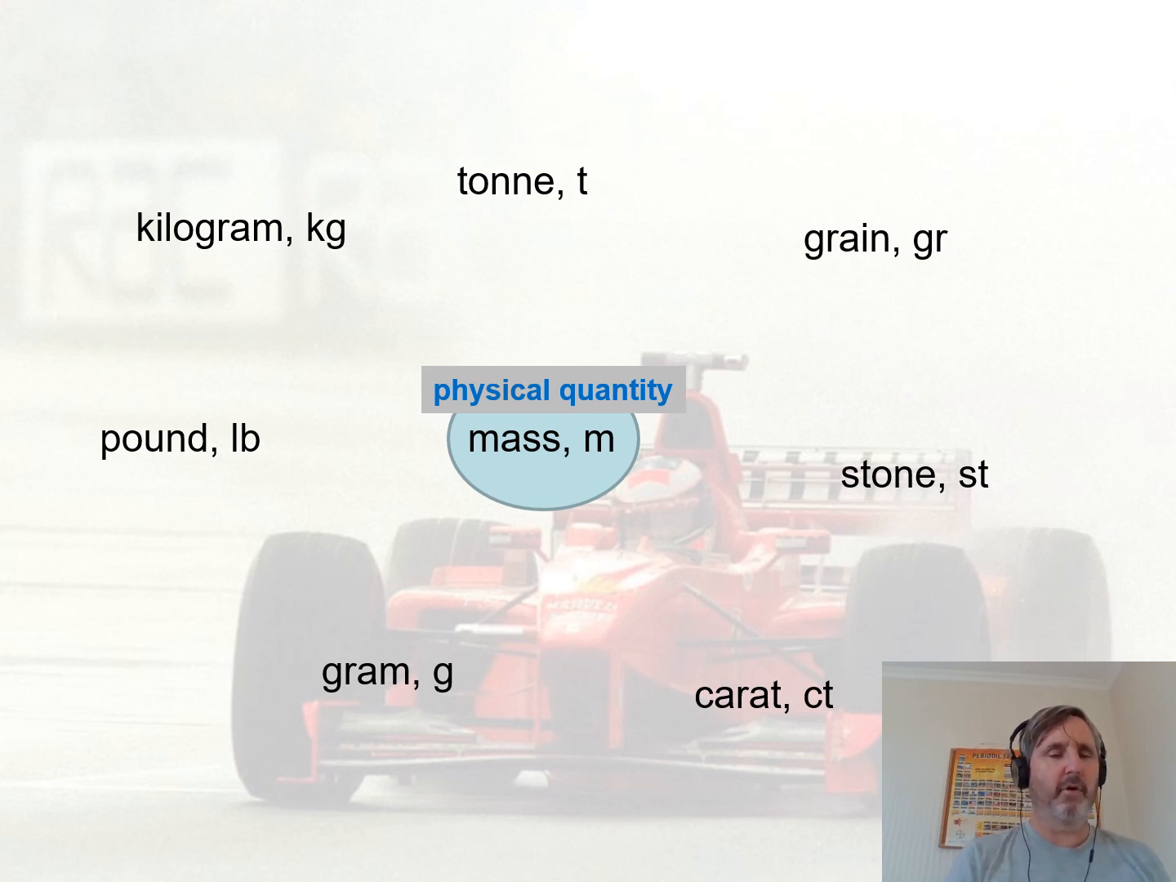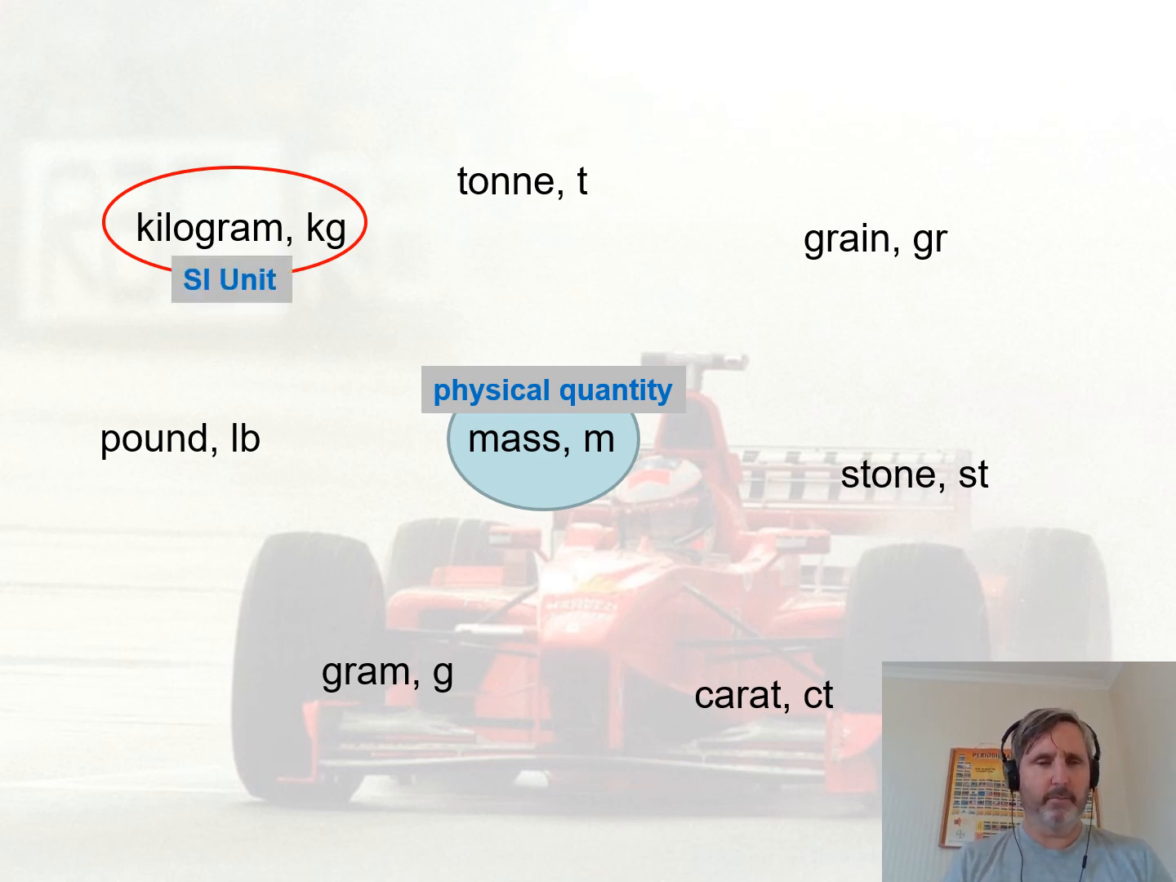And then we've got a gram, a kilogram, and a ton. Those 3 units are all metric units. They're all units that use the decimal system. They go up in tens, hundreds, and thousands. When we do physics calculations, however, we only use kilograms. Kilogram is our SI unit, our standard international unit.